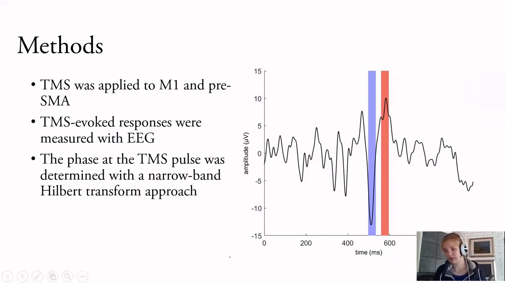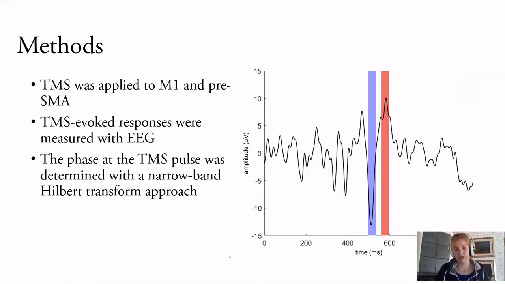This figure here illustrates that if a TMS pulse had been given in the blue time window, this would have gone into the negative phase class, while a TMS pulse at the red time window would have made it go into the positive phase class. And this data here is resting state EEG data from one channel to illustrate this.